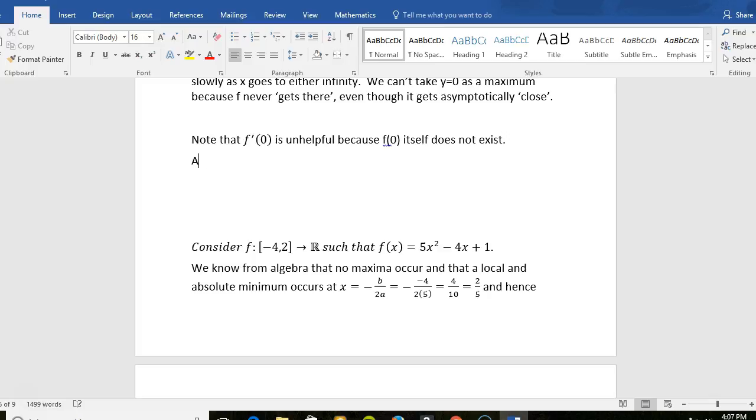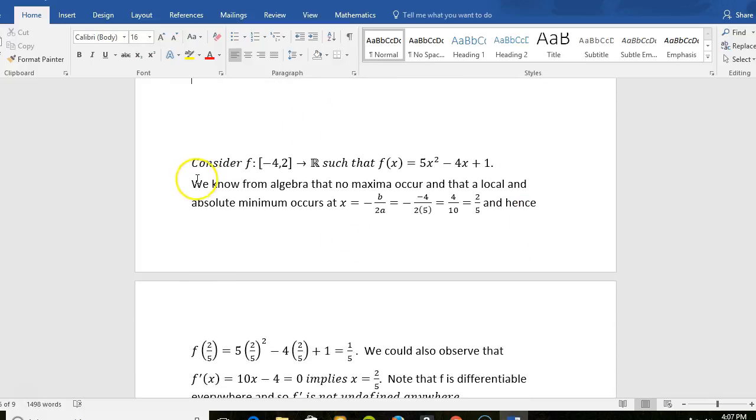And then let's get, oh, that shouldn't be there. So let me get rid of that. So that's all for that example. So let's move on. Consider the function f from negative 4 to 2 into R such that f of x equals 5x squared minus 4x plus 1.